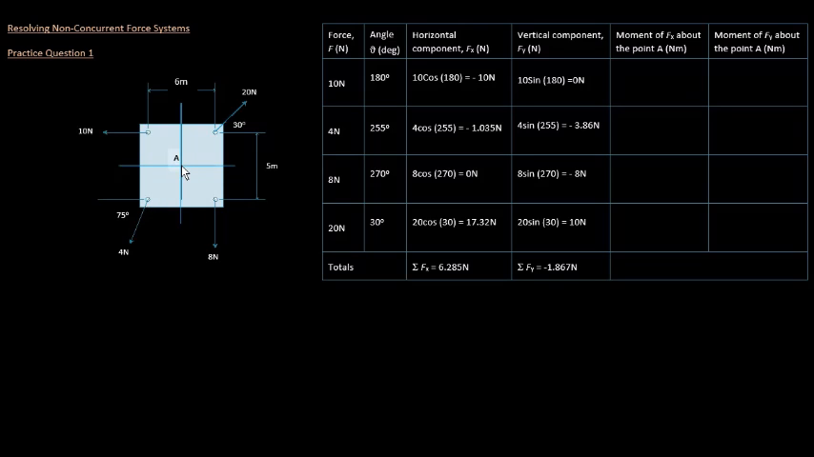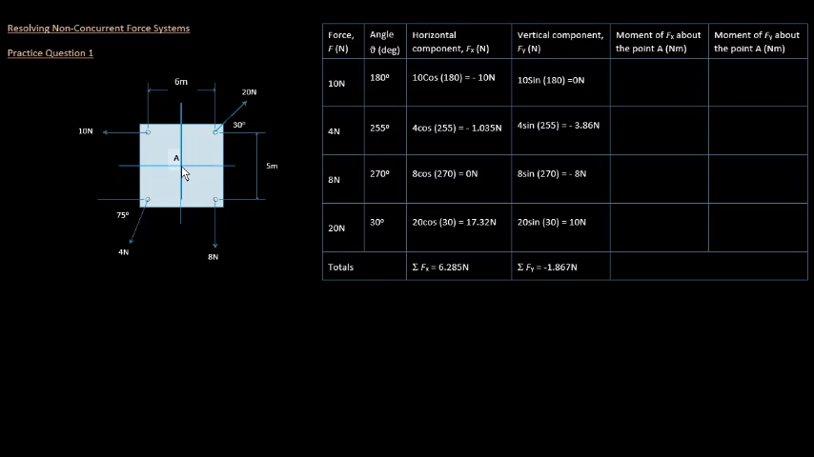This is where the object is held, and therefore, because the forces are acting at different points away from the pivot, there will be a moment generated. So it could either spin in the clockwise direction or in the anti-clockwise direction. In non-concurrent force systems, the forces don't necessarily have to be acting at the corner. They could be acting at any point in the object, but the main thing is that they're acting at different points.